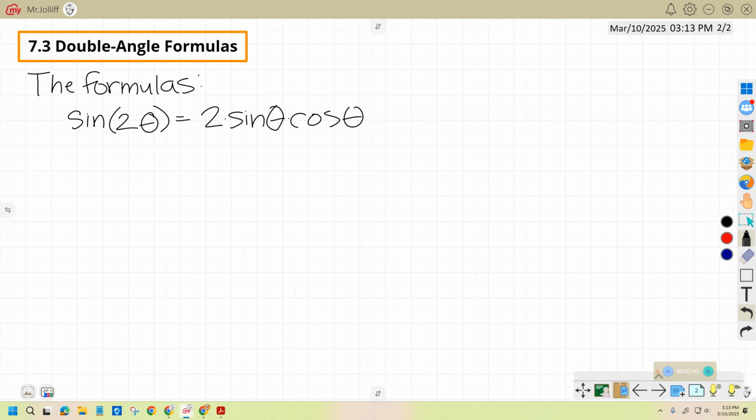Cos actually has 3 related formulas. So we're going to start with the first one, and then we're going to leave a blank space for the other 2 and come back to them. So cos's formula is cos squared theta minus sine squared theta. Or, we're going to come back to those ors in a minute.